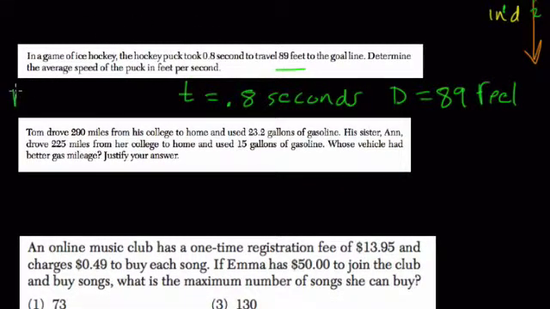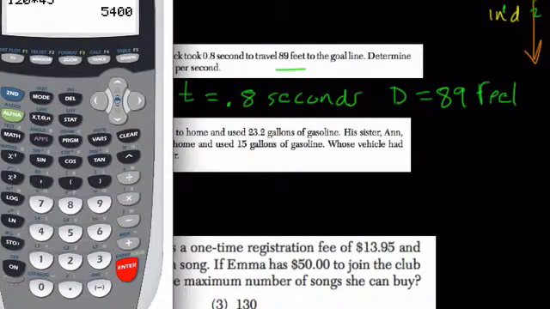So distance equals rate times time. We have the time, we have the distance, we want to find the rate. So if distance equals rate times time, the rate equals distance divided by time. So that's what we'll do here. We'll do the distance divided by the time. So we have 89 divided by 0.8 seconds.